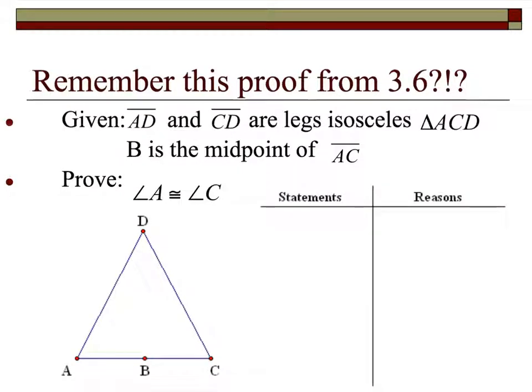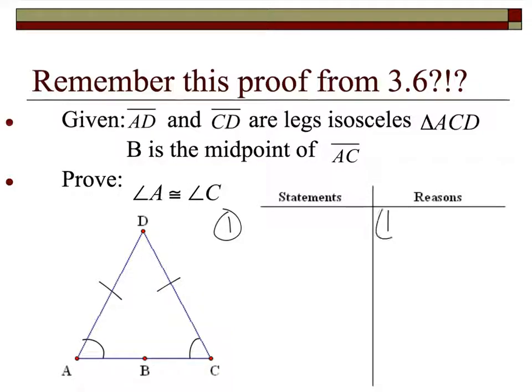You guys remember this proof from 3.6? We had that AD and CD were legs of the isosceles triangle. What do we know about AD and CD then? Definition of isosceles, they are congruent. Hey, if my legs are congruent, what do I know about my base angles? They are congruent as well.